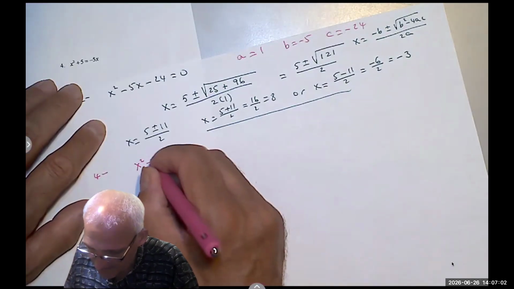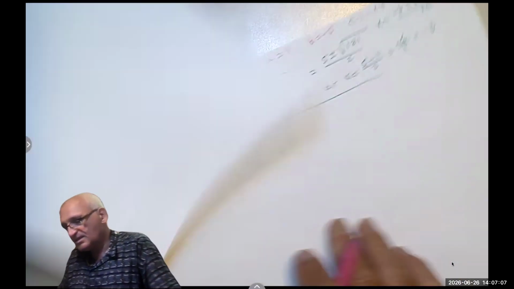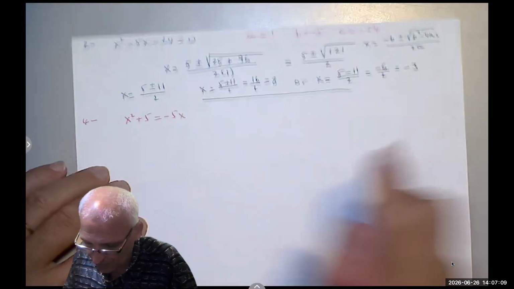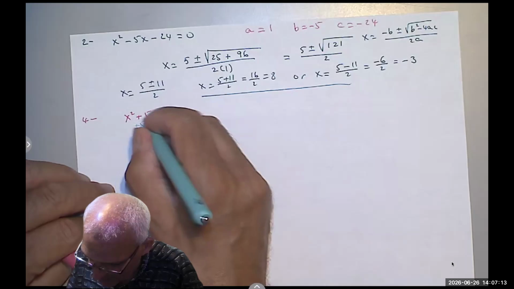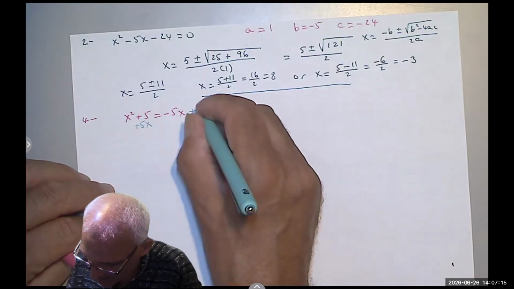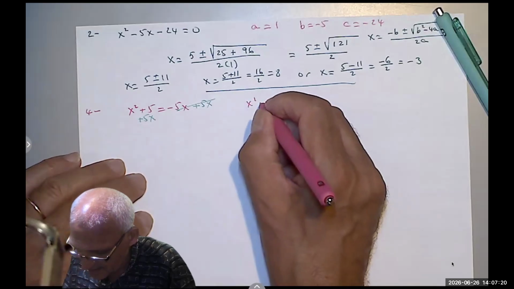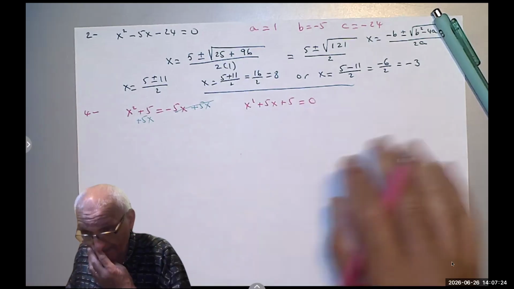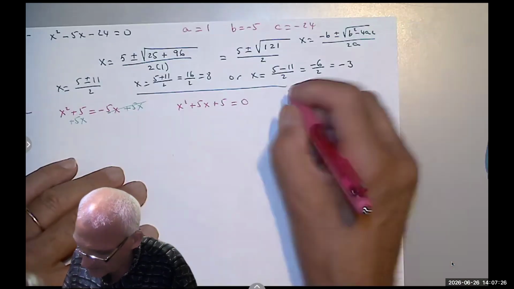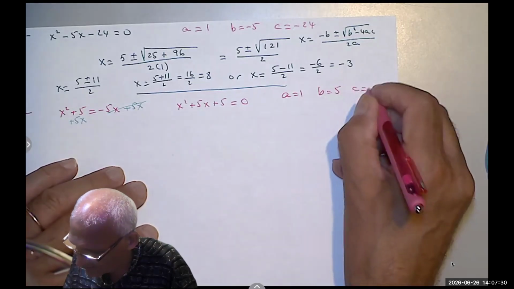x squared plus 5 equals negative 5x. Well, this one is not in standard form, so I have to start by adding 5x to both sides. So I will get x squared plus 5x plus 5 equals 0. A is 1, B is 5, C is 5.